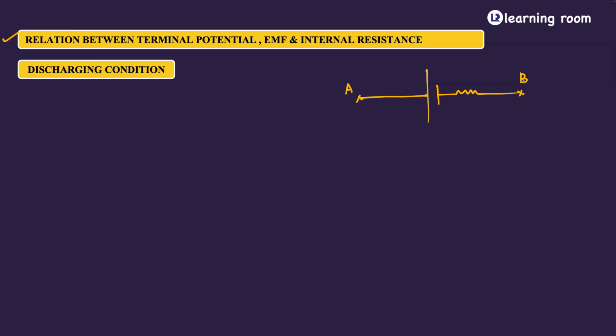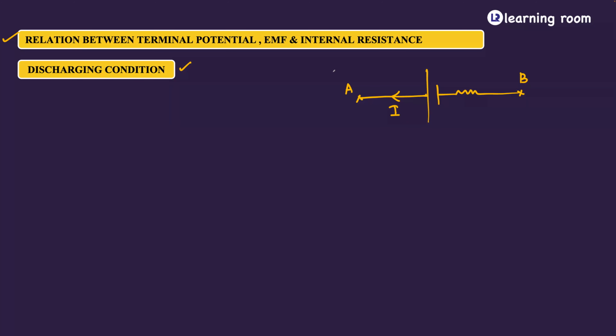So as I told you, I'm going to discuss the relation in two scenarios. One is when the cell is getting discharged, and the second is when the cell is getting charged. Okay. So the first condition is discharge. When I say discharge, the current is going to flow away from the positive terminal.